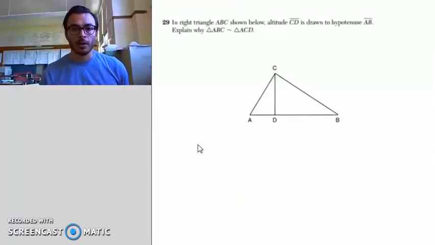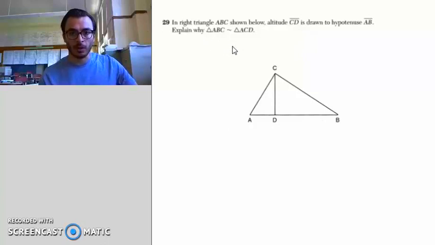Okay, number 29. In right triangle ABC shown below, altitude CD is drawn to hypotenuse AB. Explain why triangle ABC is similar to triangle ACD. Okay, so here's my approach. We were told that this is a right triangle, so this angle ACB is 90 degrees. Then it says an altitude was drawn. We know that an altitude is perpendicular to the base. So that's 90 degrees. This is also 90 degrees.